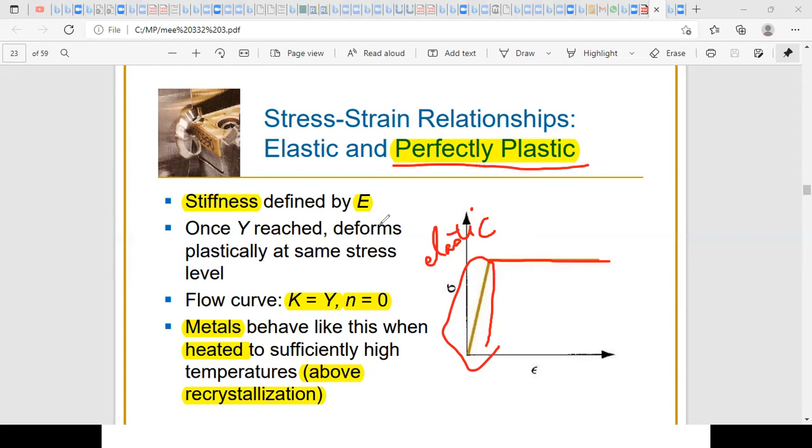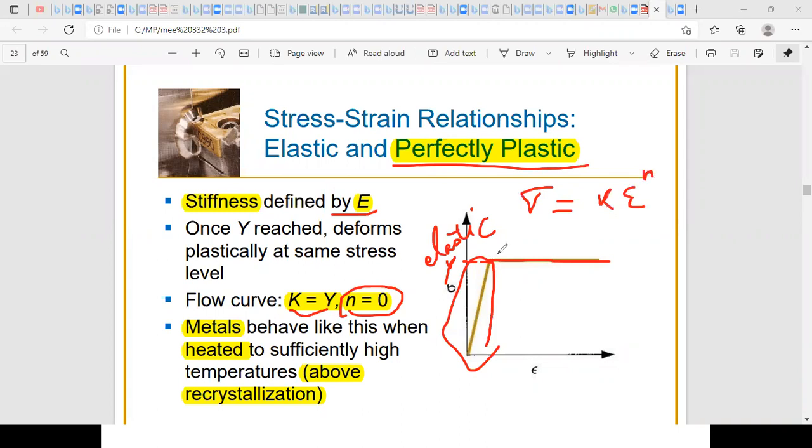In the elastic region, the stiffness is defined by the modulus of elasticity. And once the yield point is reached, the material will deform plastically at the same stress level. So if you maintain the yield stress level, you will have deformation. You don't need to increase the stress level. This particular case is characterized by a zero strain hardening coefficient and a strength coefficient K equal to the yield strength. Why? Because we said that the strain hardening zone is characterized by K epsilon to the power n.